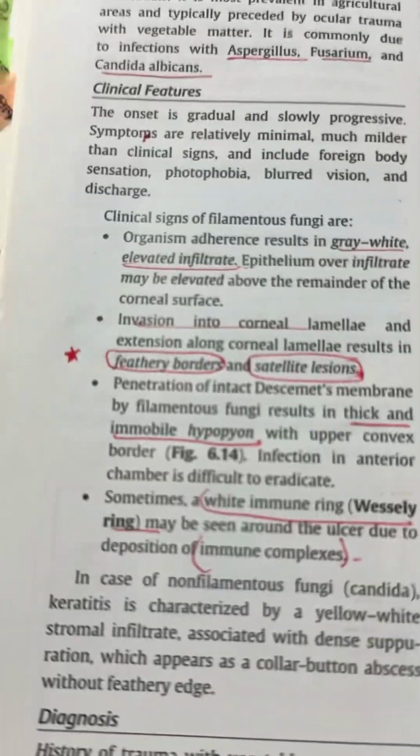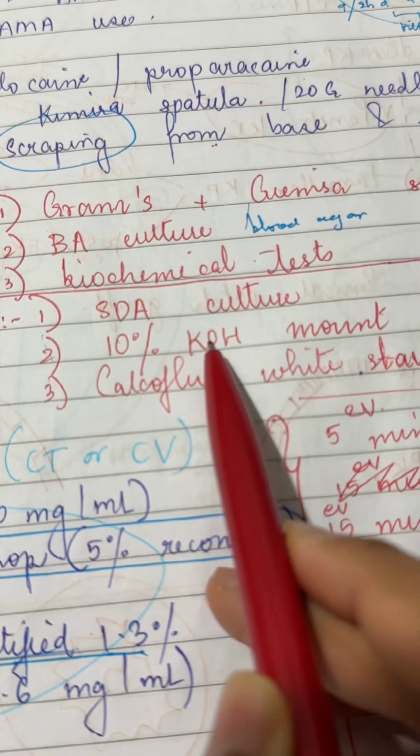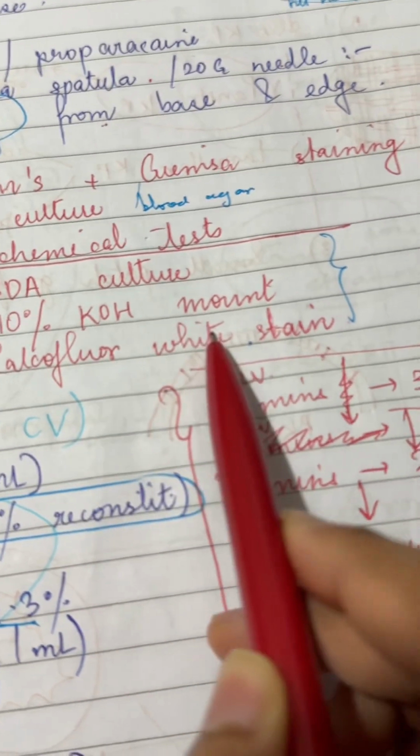You think it may be fungal if you have a fixed hypopyon or satellite lesions and feathery borders. We suspect Aspergillus, Fusarium, and Candida. Tests you'll send are Gram stain, KOH 10% mount, and calcofluor white stain.